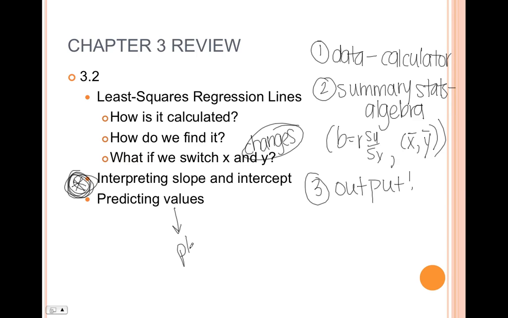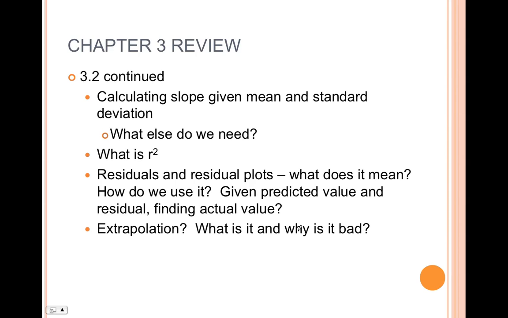In other words, plug in an x value to get a certain y hat. Remember, y hat is a prediction. You need to be able to calculate the slope given the mean and standard deviation. I think by that I just mean the b is equal to r times sy over sx equation, which we talked about already. You need to be able to interpret r squared. You need that r squared sentence. It also works the other way. Sometimes I'll say, what percent of the variation in such-and-such, in which case your answer is r squared.